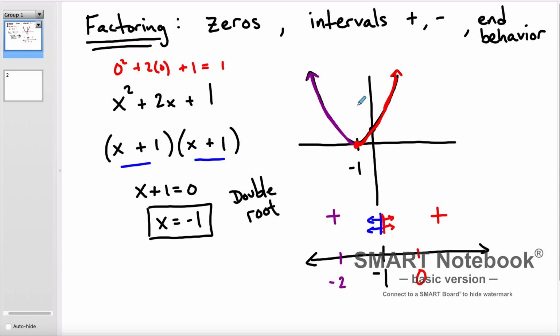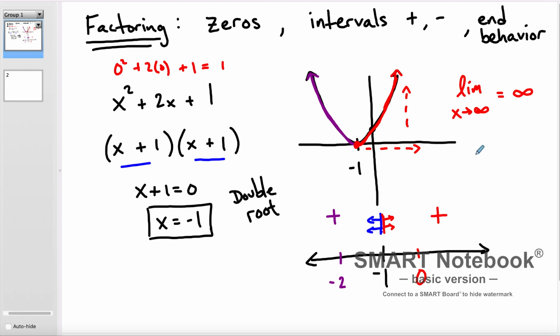Finally, we can look at end behavior. Here it is pretty clear, right? As our x values approach positive infinity, our y values continue to grow. So our end behavior here is that y approaches infinity, right? And we write it as a limit statement. We would say the limit as x approaches infinity equals infinity, right? The limit of our output as x approaches infinity equals infinity. Y continues to grow.